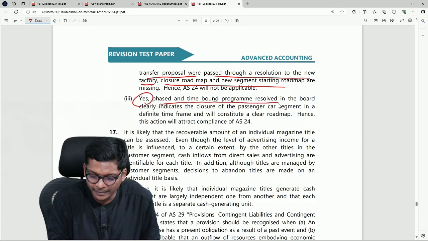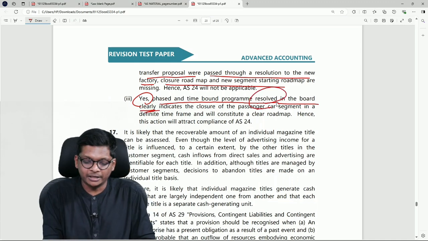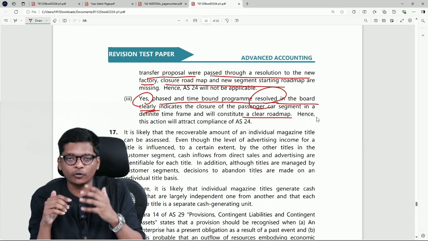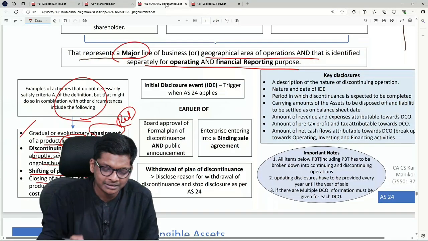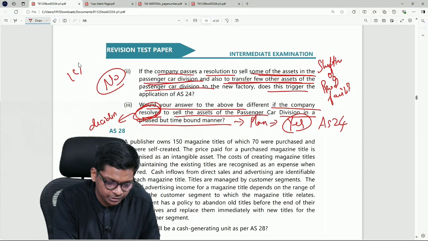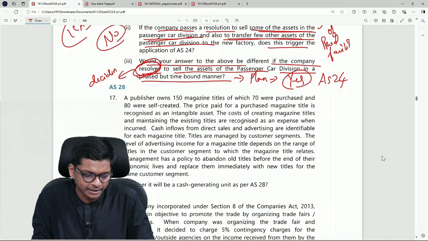Yes. Phased and time bound manner. Resolved in a board. Resolved. The word resolved is important. With a clear roadmap, there is a definitive plan. Therefore, it becomes a discontinuing operation. This is about the AS 24 question. ICAI has only this question since the whole syllabus keeps coming again and again.